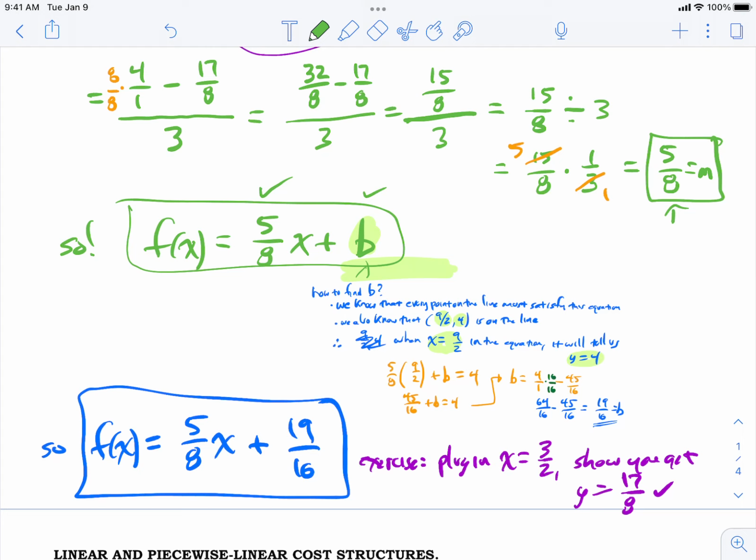How do you get the b? You use one of the points. You plug in the x coordinate for one of the points and make sure it gives you the right y coordinate. That'll solve for your b.